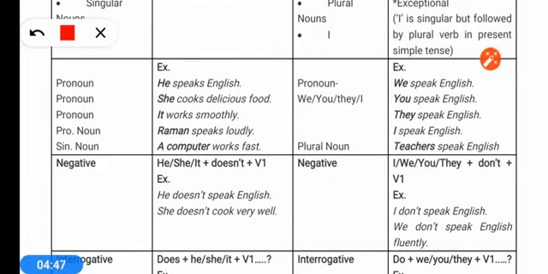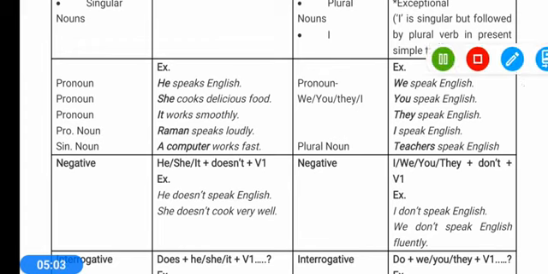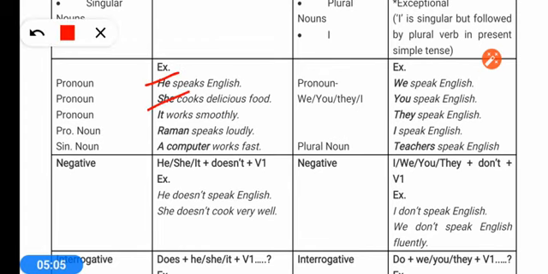Here you can see the examples: he speaks English, she cooks delicious food, it works smoothly, Raman speaks loudly, a computer works fast. So these bold subjects, he, she, it, Raman, a computer, are singular subjects. If I talk about plural: we speak English, you speak English, they speak English, teachers speak English. They are plural. I told you that I is singular, but it is treated as plural. It is one exception.